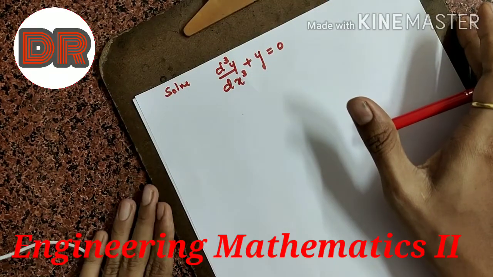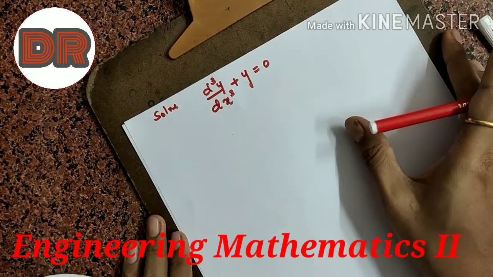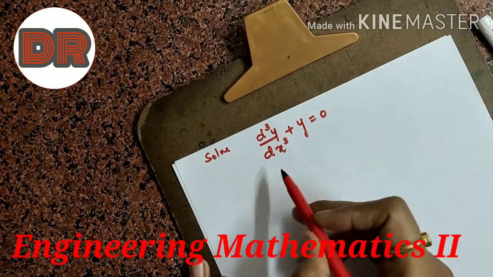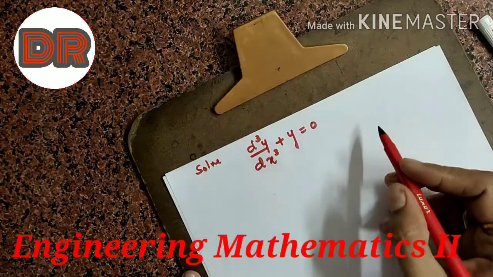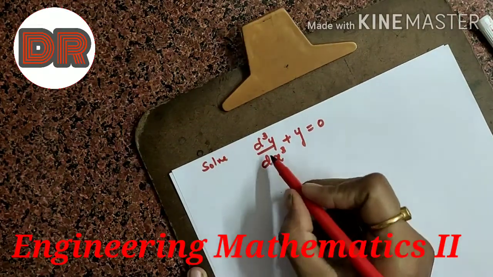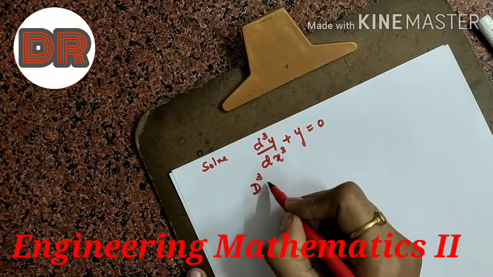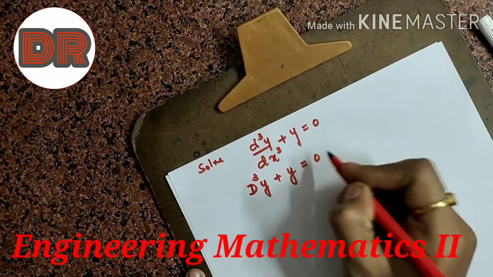Hi everyone. Today let us see a few more numericals on solution of homogeneous linear differential equation. So let me take this numerical. This can be written using differential operator. So let me write this using differential operator. So it is D cube y plus y is equal to 0.